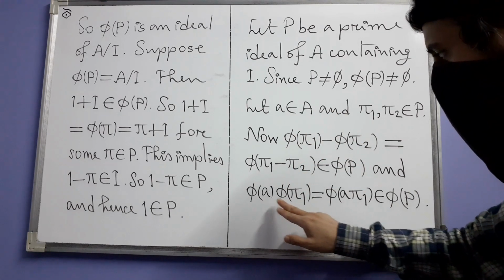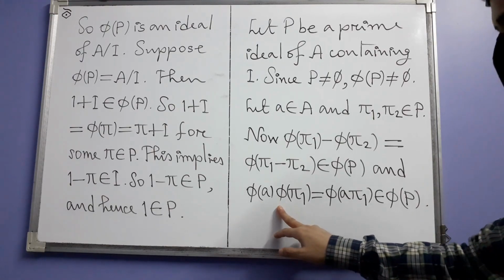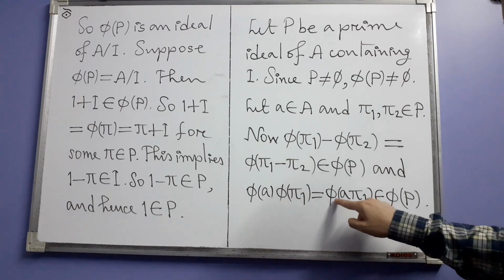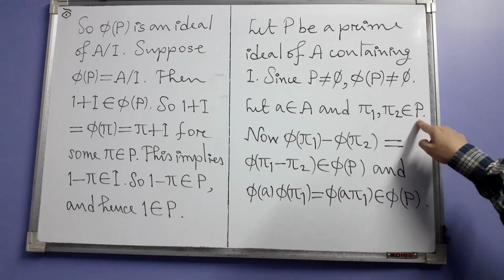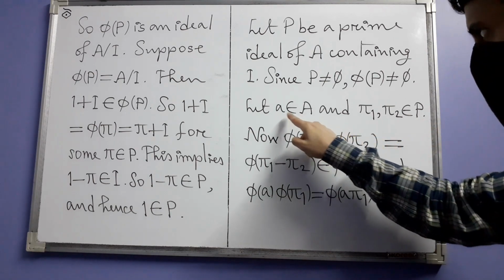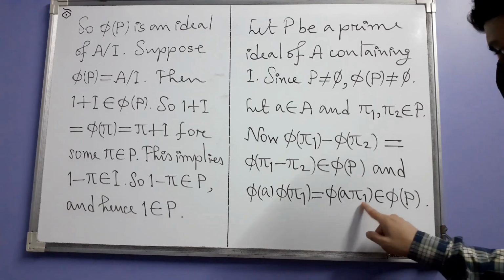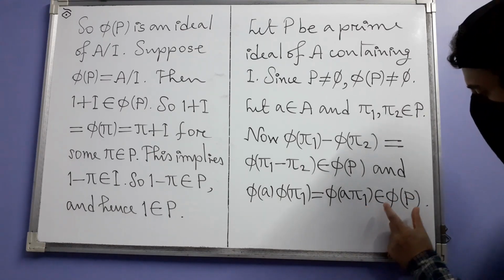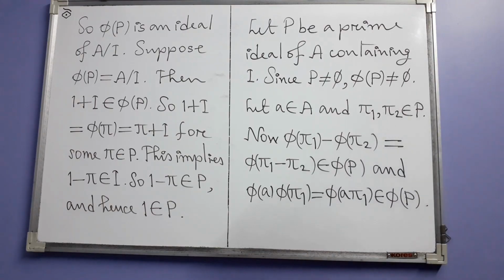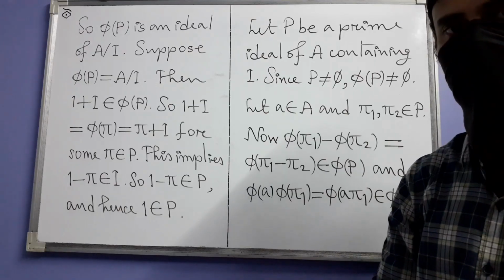So this product, because phi is a homomorphism and so would respect multiplication, would be equal to phi of A pi 1. Now note that P is already an ideal in A, and A is an element in A, pi 1 is an element in P. So A pi 1 belongs to P. So the phi image of A pi 1 belongs to the phi image of P. And that is why phi of P is an ideal of A slash I.